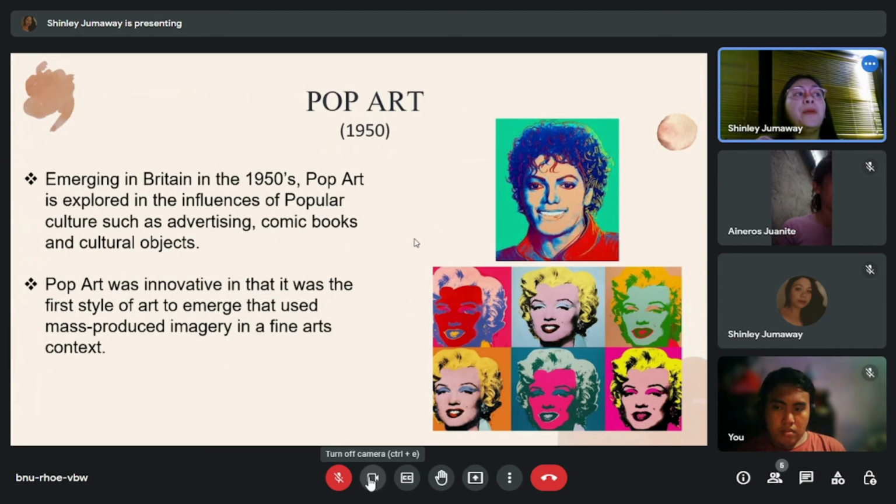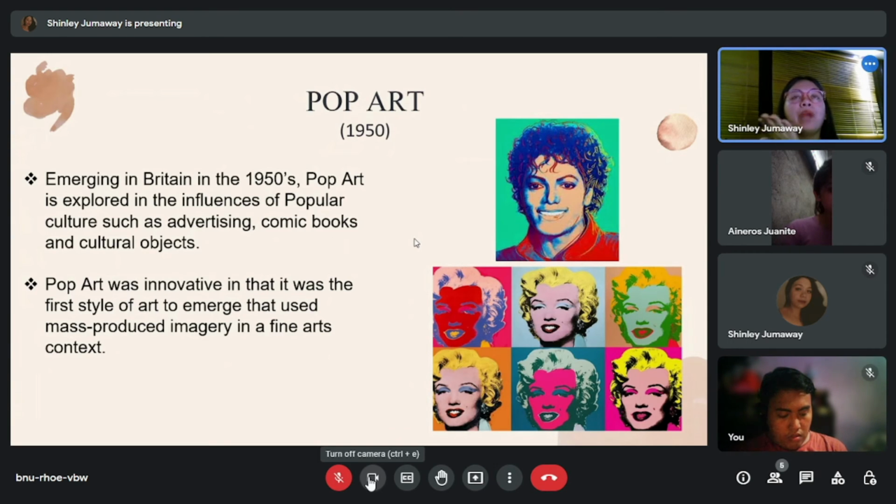In Britain, pop art is explored in the influences of popular culture such as advertising, comic books, and cultural objects. Pop art was innovative in that it was the first style of art to emerge that used mass-produced imagery in a fine arts context. The pop artists drew inspiration from Dadaism movements, and they believed that art needed to be closely tied to real life.